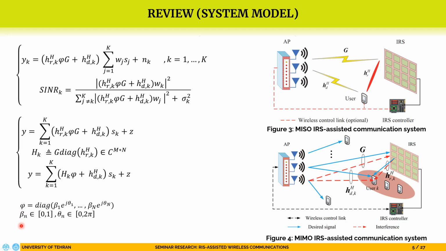Okay, and we said that the IRS doesn't perform amplification of the signal and just reflects the incident signal, and theta n, which is the phase shift of the elements, can be between 0 and 2 pi, and also it is more practical to assume it discrete. For example, 8 levels between 0 and 2 pi, and with 8 points we said that we need 3 pin diodes on each element.